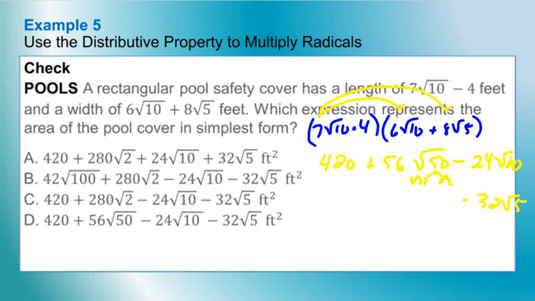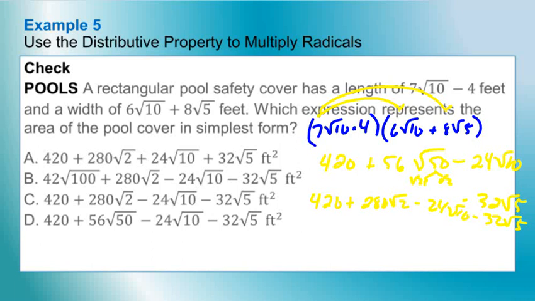So 56 times 5 gives us 280. So I have 420 plus 280 square root of 2 minus 24 square root of 10 minus 32 square root of 5.